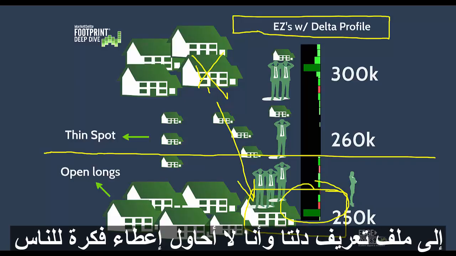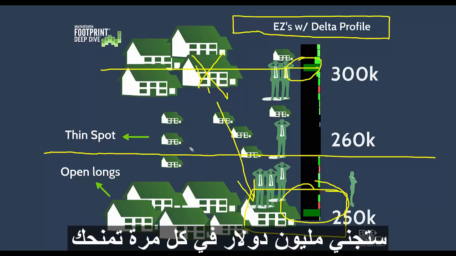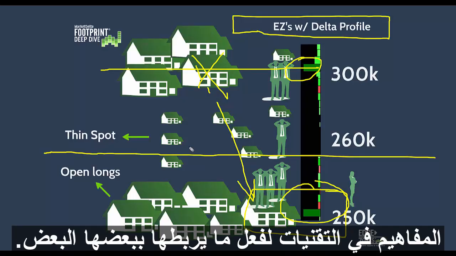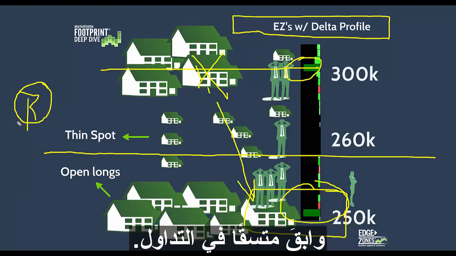And I'm not trying to give people the sense that every time you see a green delta profile and a green edge zone, you'll make $1 million. It works every time. I'm giving you the concepts and the techniques to do what? Tie it together and strip out randomness. If you could strip out this word, is the only time that you could get and stay consistent in trading.